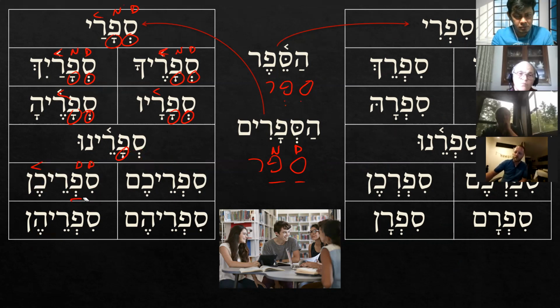So let's go over them. And then we're going to look at Daval in the next slide. You asked about this in the last lesson, that we go over the endings again. So that's why I'm doing this.